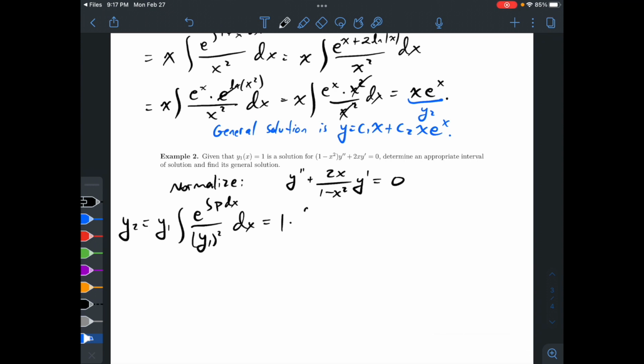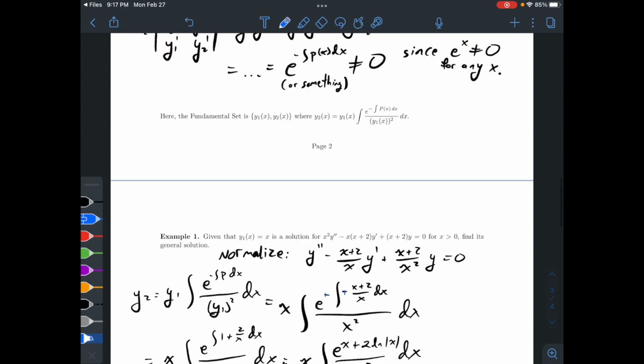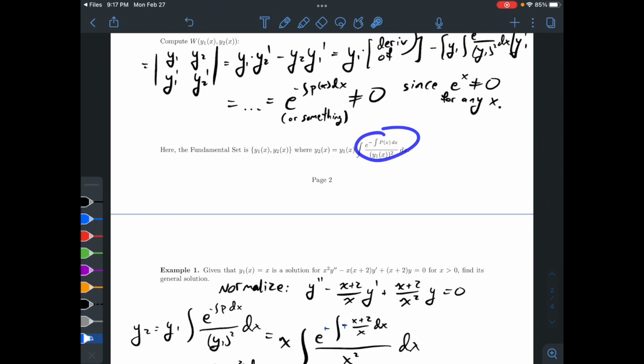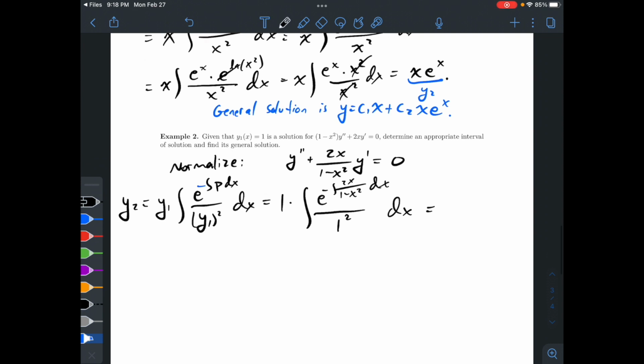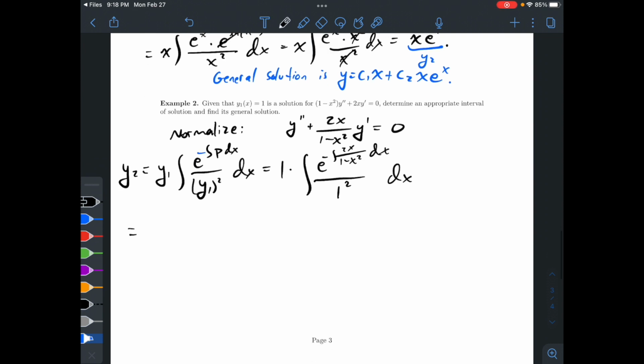So we get e to the integral of, I forgot a negative over here. This would be negative p of x dx, right? Yeah, so e to the negative p of x dx. That should be negative. So I get negative 2x over 1 minus x squared dx, all over y1 squared. Y1 is just 1, so 1 squared. And then integrate that with respect to x. So what's that equal to?